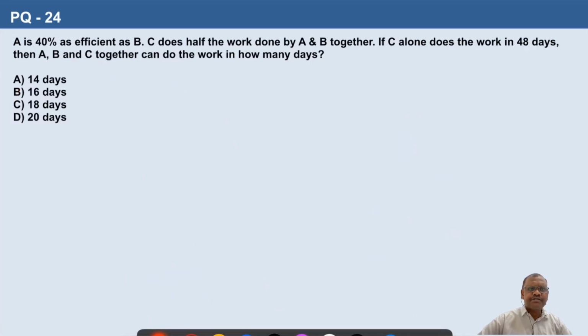Question number 24. A is 40% as efficient as B. C does half of the work done by A and B together. If C alone does the work in 48 days, then A, B and C together can do the work in how many days?